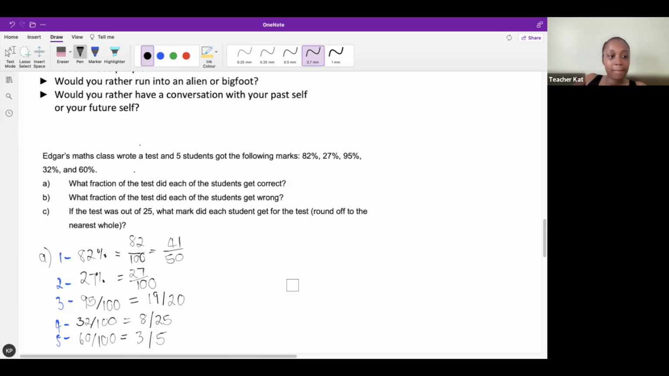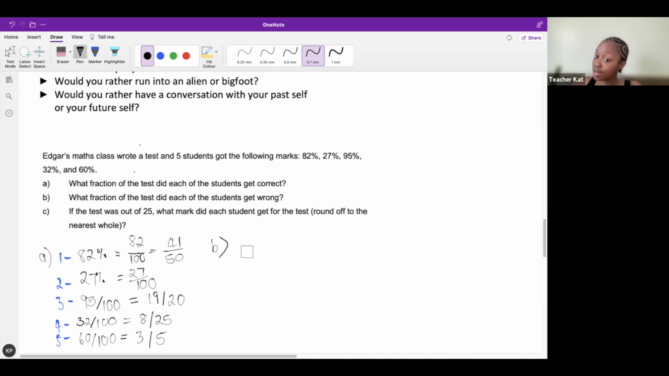Okay. What fraction did each student get wrong? So I'm going to write B over here. How would we know what fraction each student got wrong? What do you guys think? Someone said minus 100. Not necessarily. Or are you saying minus from 100?